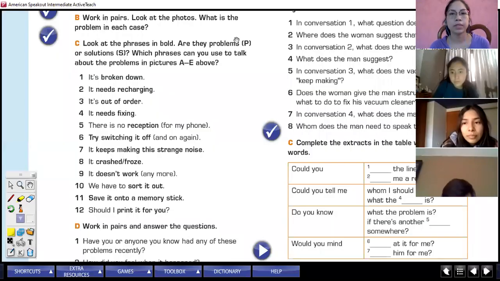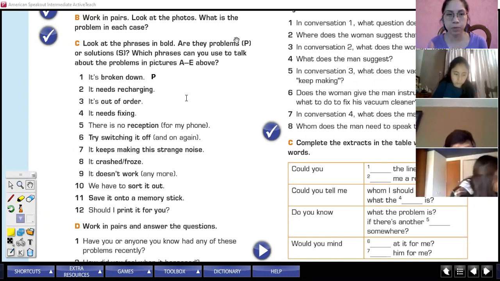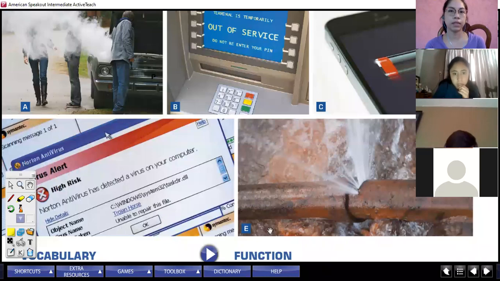Number 1, we said that it was a problem. From the pictures that you have above, do you see something that is broken down from the pictures above? In this case, do you see something that is broken down?